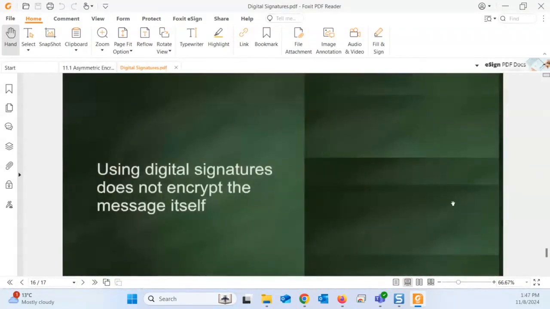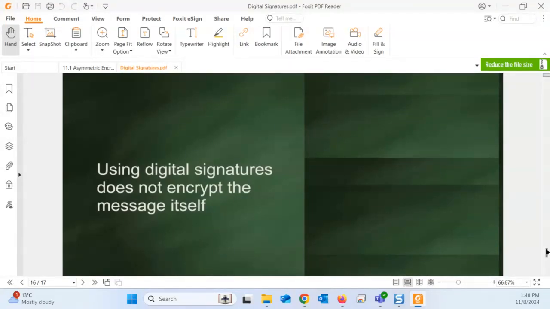Let's complete this topic. Very small topic. Using a digital signature does not encrypt the message itself. That is one of the biggest points. So this could be an MCQ question in the midterm. When using a digital signature, does it encrypt the message or not? No, it does not encrypt the message. It just creates the integrity check. It creates a digest for it. So this is how you will answer it. It will create a digest.